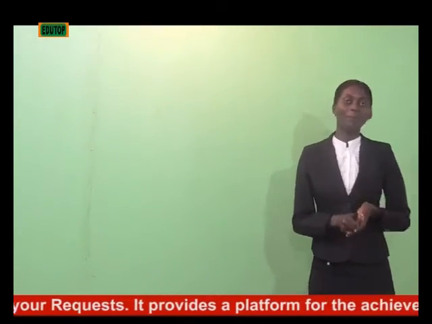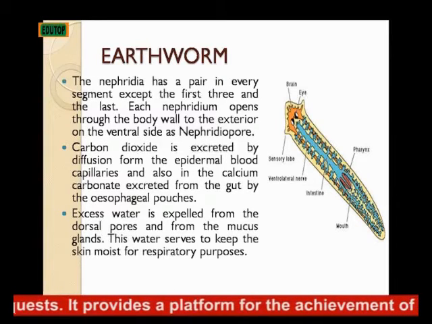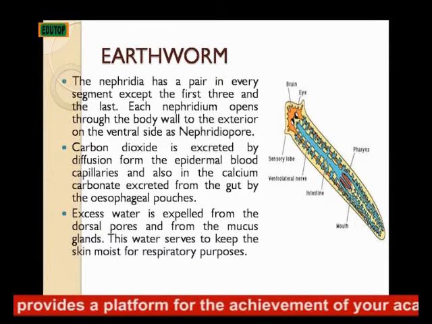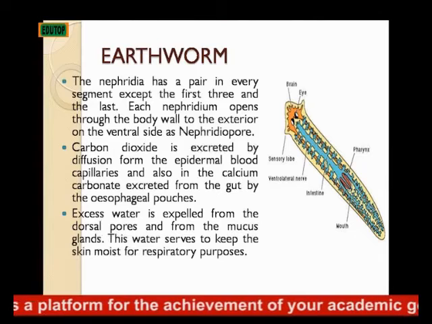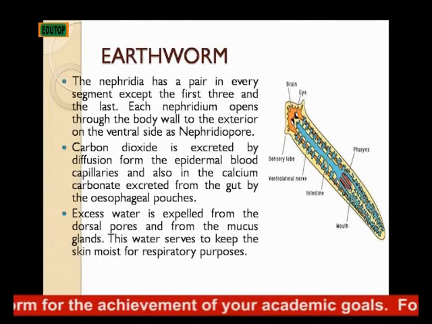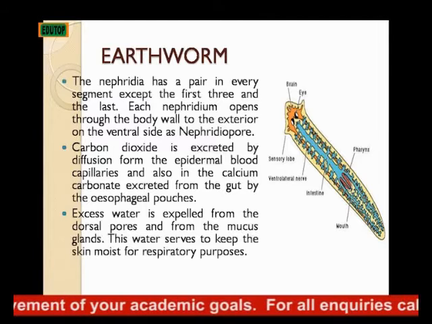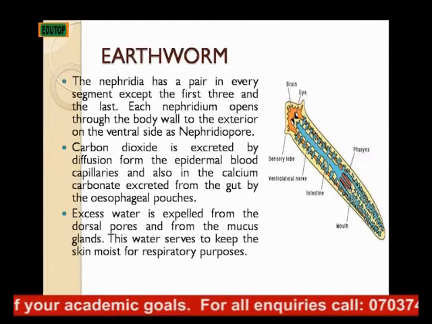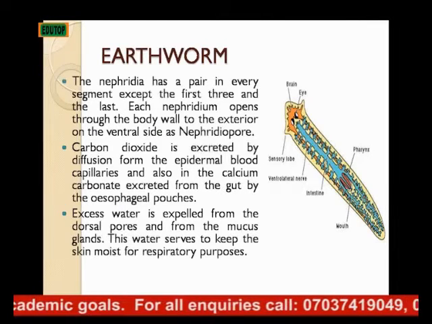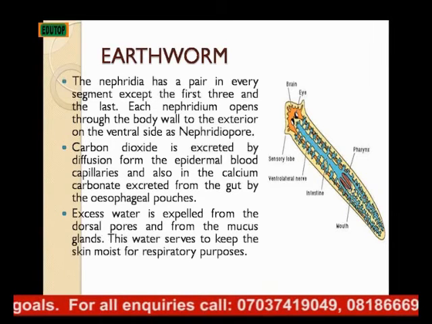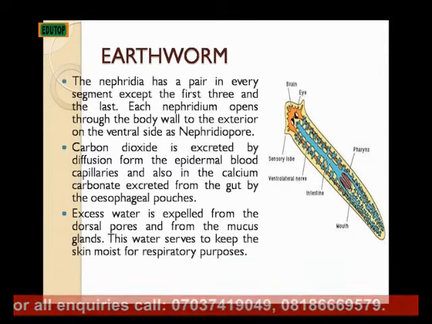In the earthworm, the excretory organ is the nephridia, and there is a pair of nephridia in every segment except in the first three and in the last. Each nephridium opens through the body wall to the exterior on the ventral side as the nephridiophore.